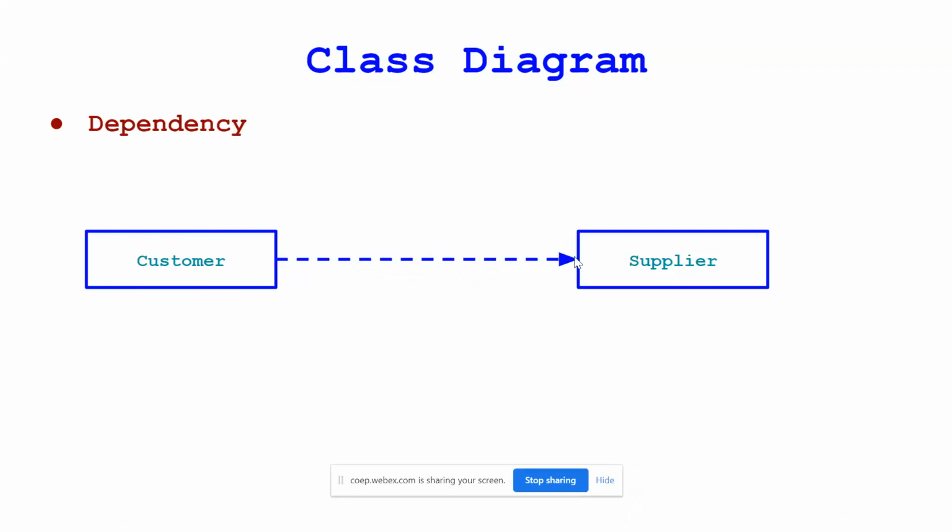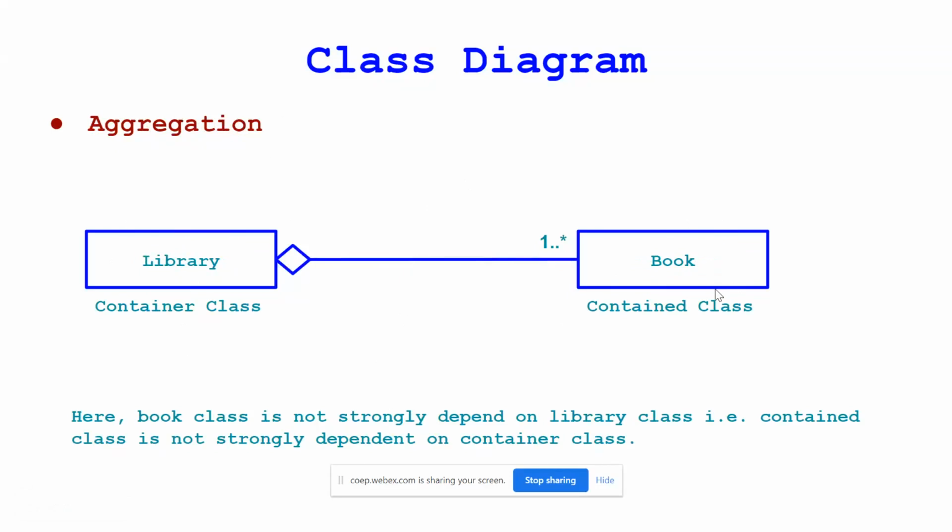One class you can consider as a customer class, and the second one is the supplier class. This dotted line represents that the supplier class is dependent on the customer class. This is the way of representing the dependency relationship between two classes like customer and supplier. Now the next is aggregation. Here we can see a diamond is used to represent the aggregation relationship between two classes.